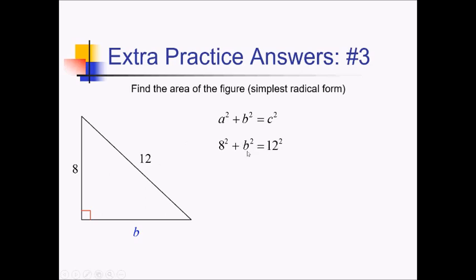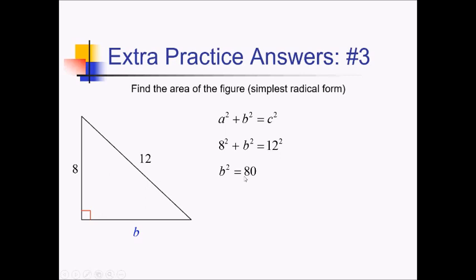So isolating the b squared, we've got 144 on the right side, and we're subtracting 64, 8 squared, from the left side. So that's going to be 80 that b squared equals. And since I'm going to have to put my final answer in simplest radical form, when I square root this to get b, I am going to put this in simplest radical form just so I get that out of the way.